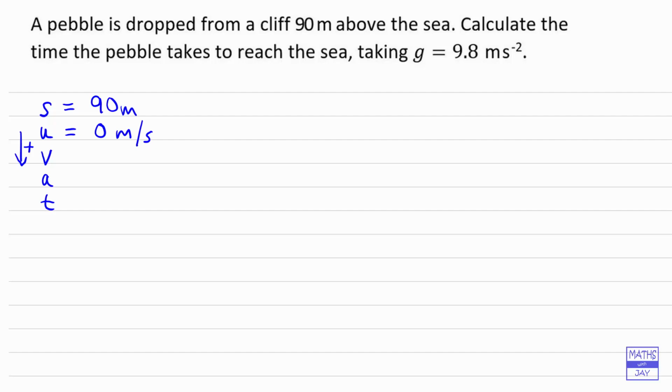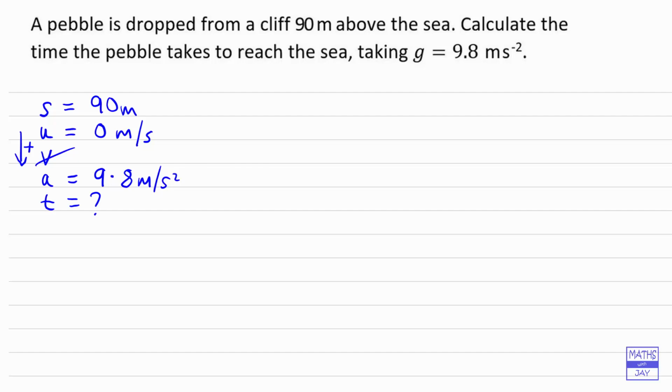We don't know anything about the velocity when it hits the sea, and we know to take acceleration due to gravity is 9.8 meters per second squared, and we want to know how long the pebble takes to reach the sea. So we're trying to find t. So the variable that's not involved here is v, so we can ignore that one.